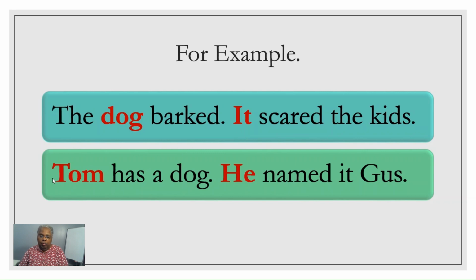In the second group of sentences: Tom has a dog, he named it Gus. The word Tom is a proper noun that occupies the subject area. Therefore, it answers the question when you ask, who has a dog? In the second sentence, he named it Gus. The word he is a subject pronoun that occupies the subject area. Therefore, it answers the question when you ask, who named it Gus?